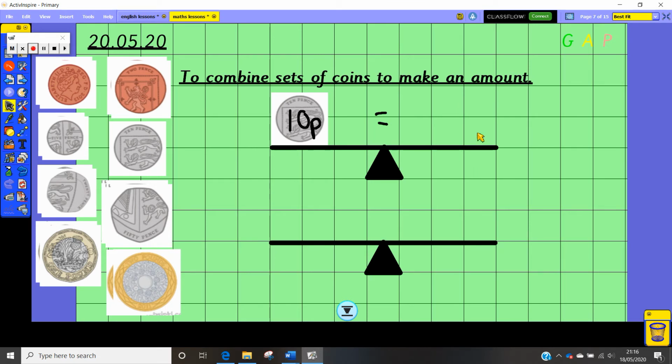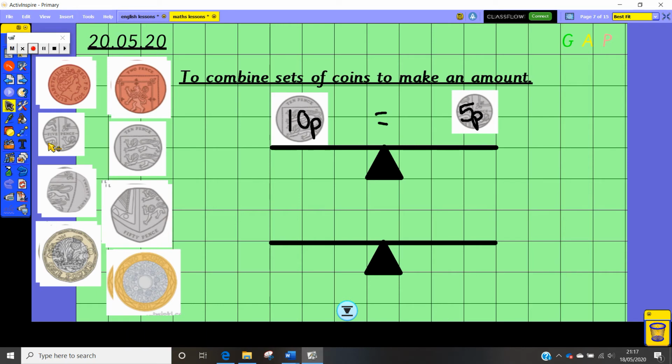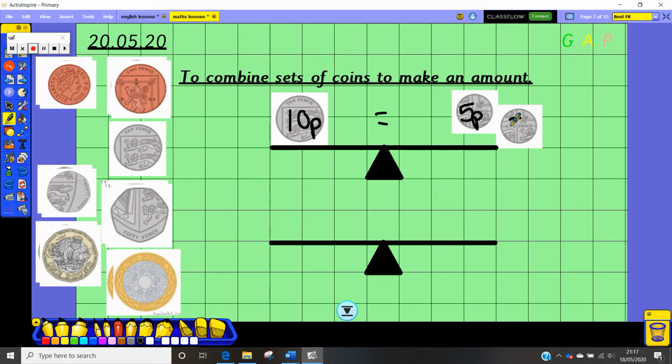So I could, if I wanted to, use a 5 pence coin. So I've got a 5 pence coin here, which is 5 pence. And which other coin would make my scales balance? If you've just said a 5 pence coin, then you are absolutely right, because we know in Bumblebee class that 5p add 5p equals 10p.